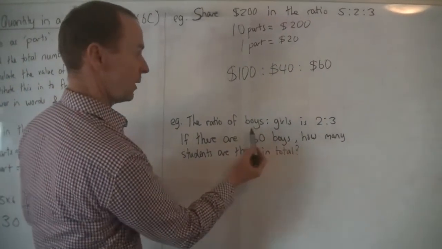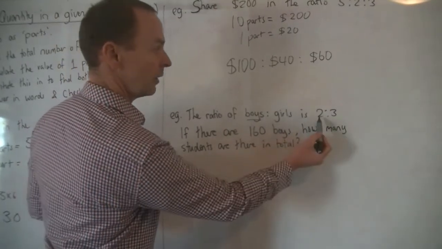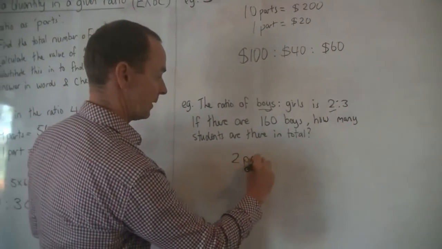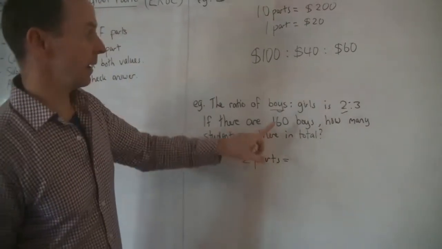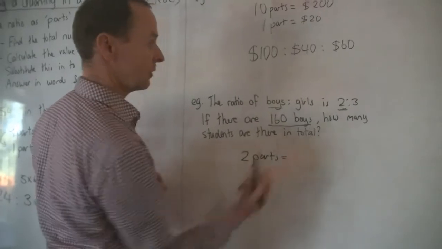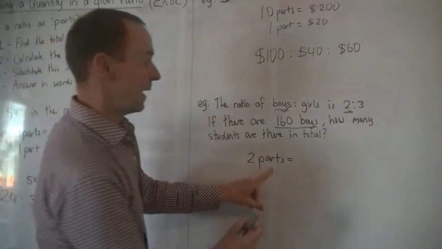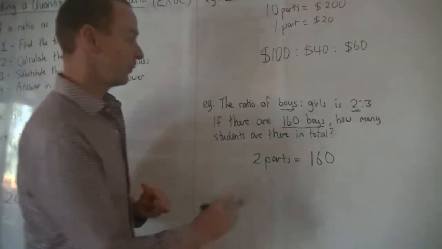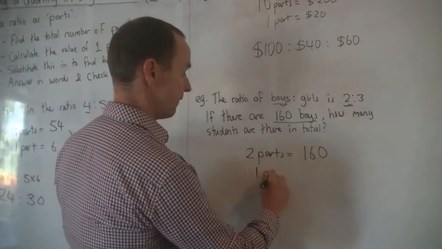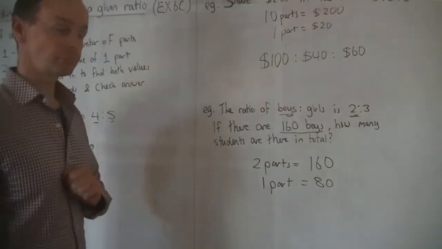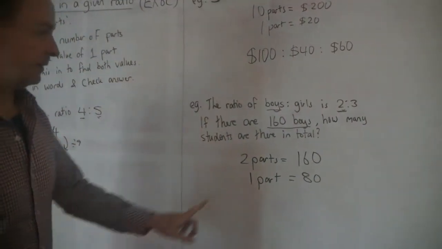Now which one is boys? Boys is the first one in the ratio, which is 2 parts. So we know that 2 parts, this time we're not adding them together, because we know that boys are the 2 parts, and we know that there's 160 boys. So the 2 parts is equal to 160. So if 2 parts equals 160, now it's the same process, 1 part is equal to 80.